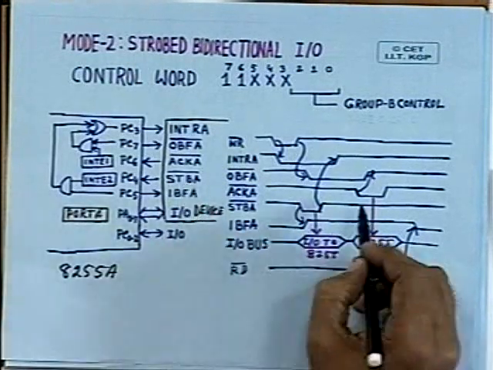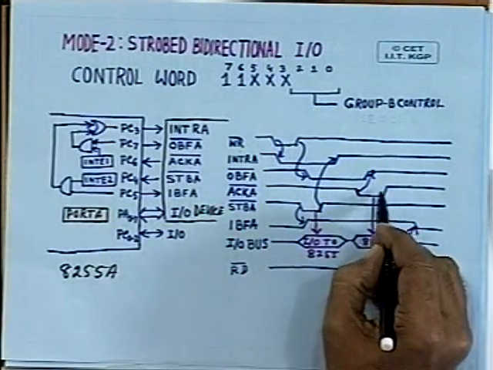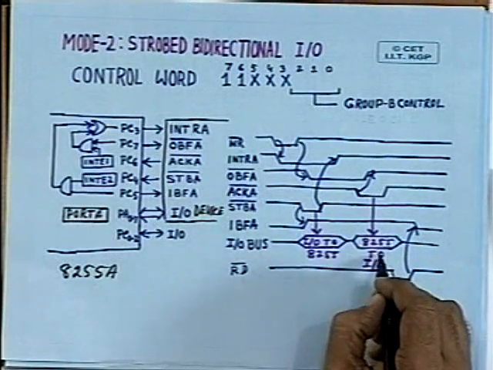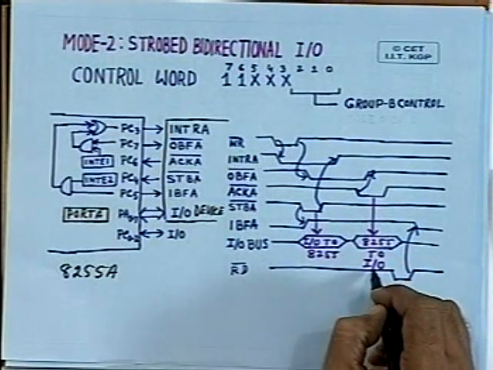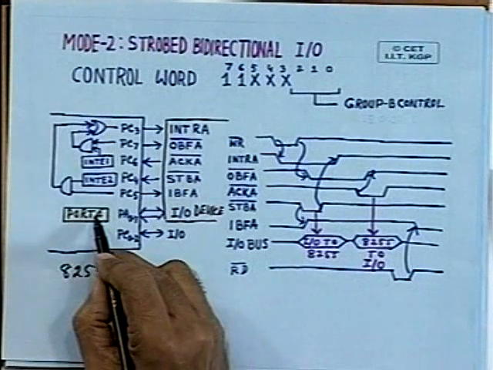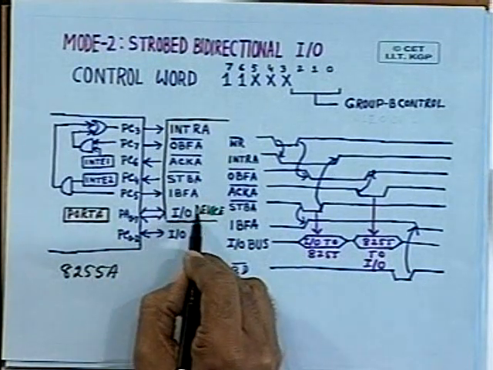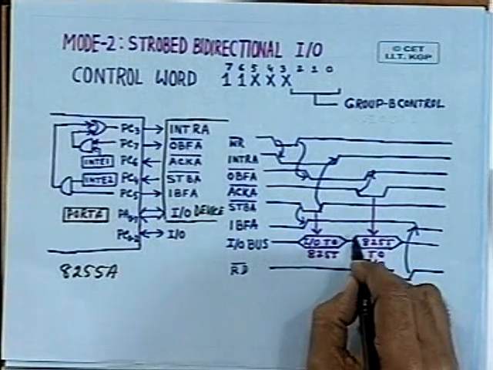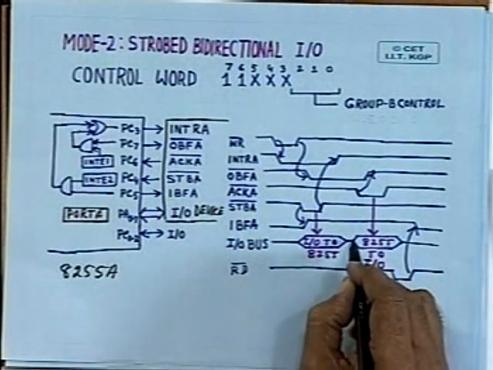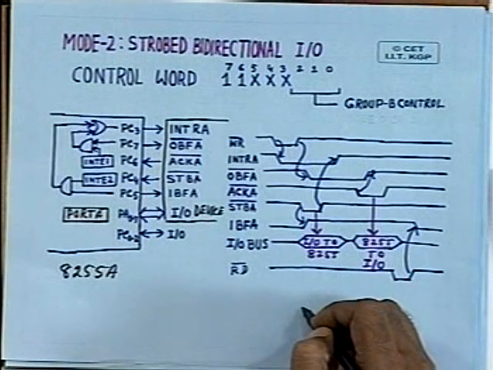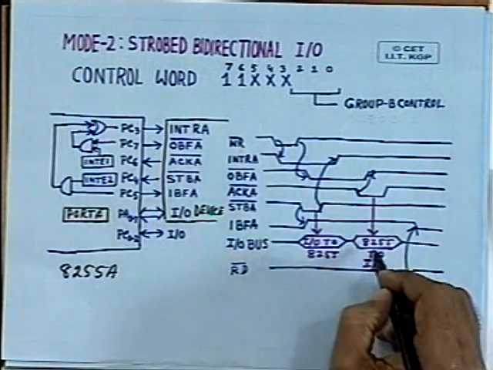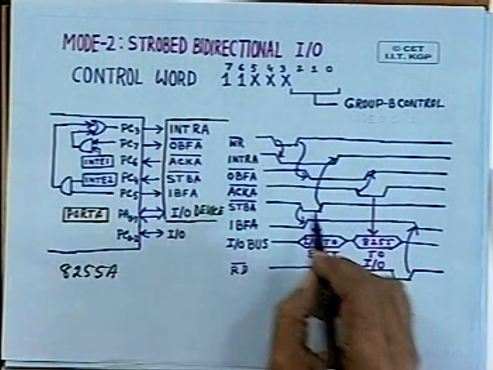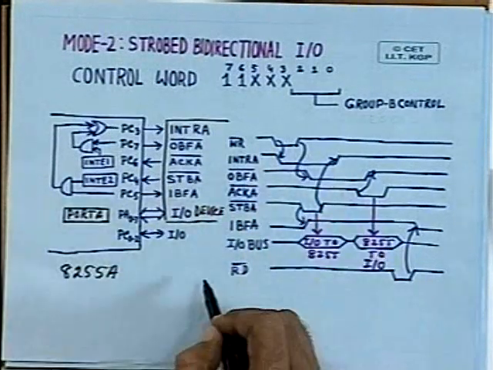So it will generate this acknowledge signal, and that will lead to a transfer of data from 8255 to the I/O bus. That means from 8255, it will go to the I/O device. With the help of this acknowledgement signal, the bus is made active, otherwise it remains in the tri-state condition. So here we have shown it with the help of asynchronous mode. It could have been done by interrupt-driven mode as well.